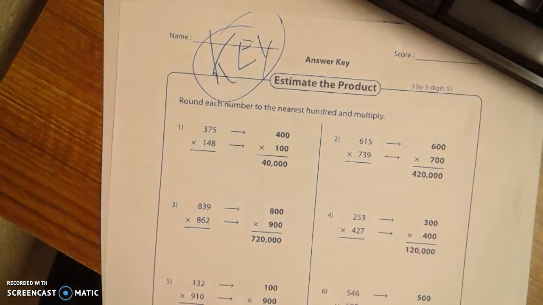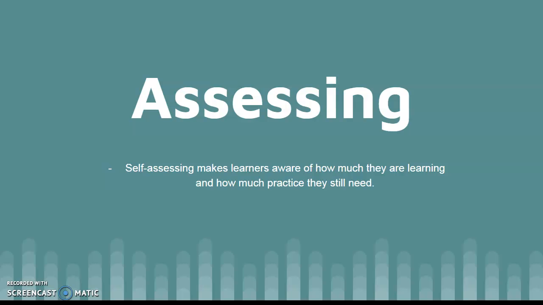The purpose of self-assessment is that it's going to make learners aware of how much they are learning and how much practice they still need. All right? Instead of a teacher telling a child, hey, you still need more work on this, self-assessing allows a child to say, hey, I need more work on this. I'm not ready to show my mastery yet. I need to do another practice. We are putting the onus on the child to be able to dictate their pace of learning.